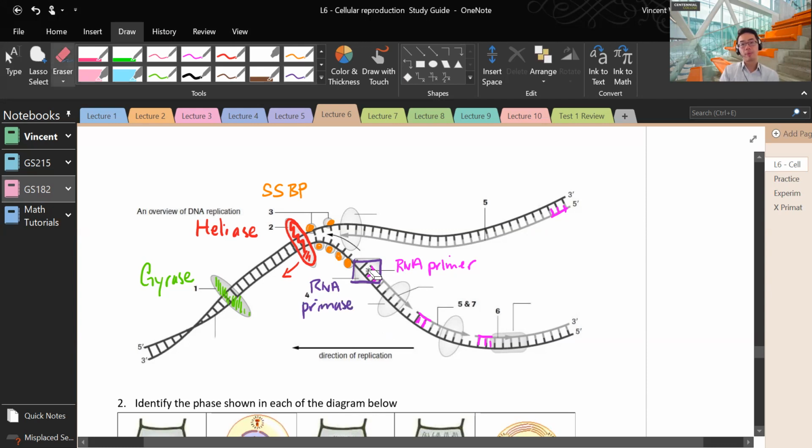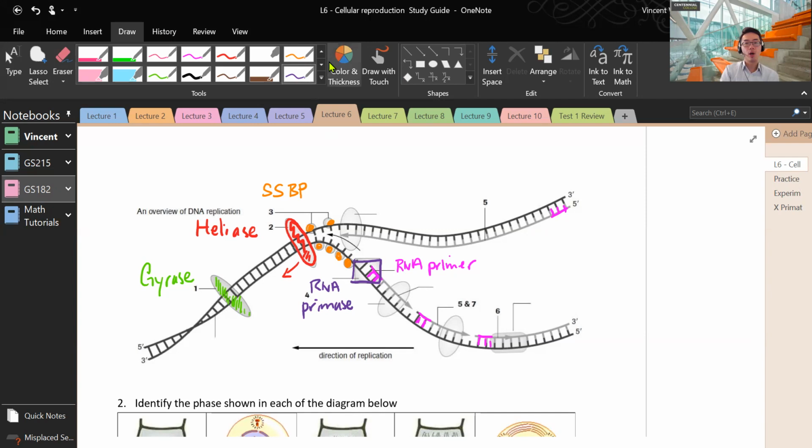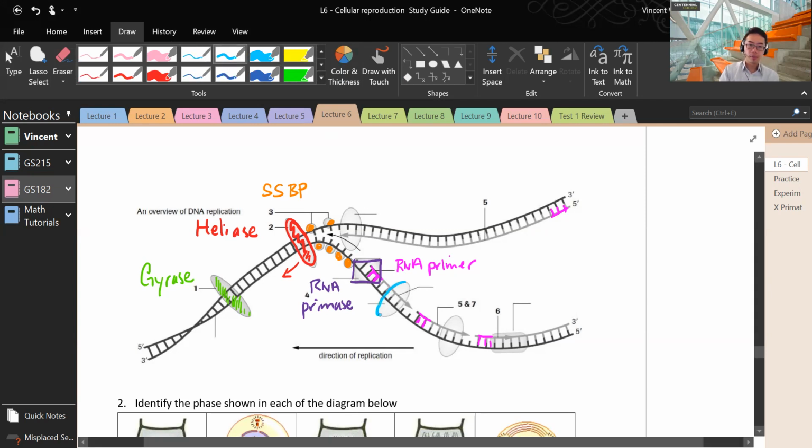And the purpose of the primer is to help initiate the DNA replication process. Okay. So over here, we have our DNA polymerase 3.